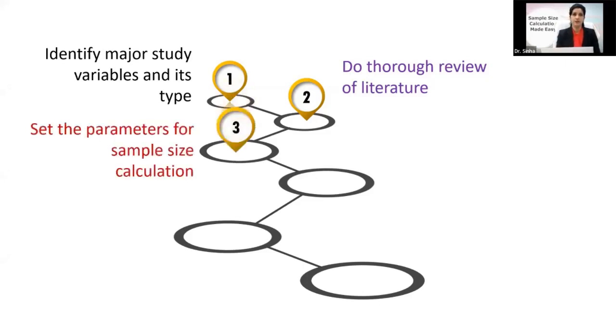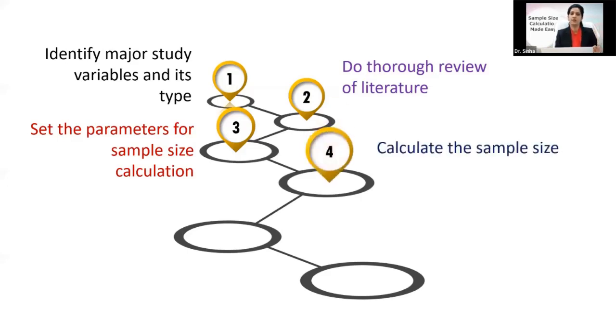The next step is to set the parameters for the sample size calculation. That parameter is basically about your assumptions: at what confidence level, at what margin of error you are setting your parameters, and whether it is absolute precision or relative precision. Everything we'll see one by one.